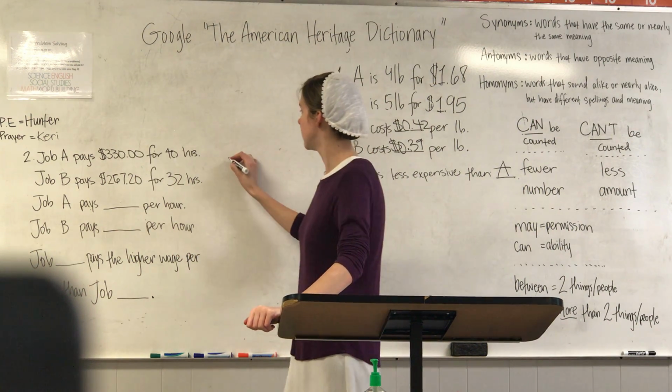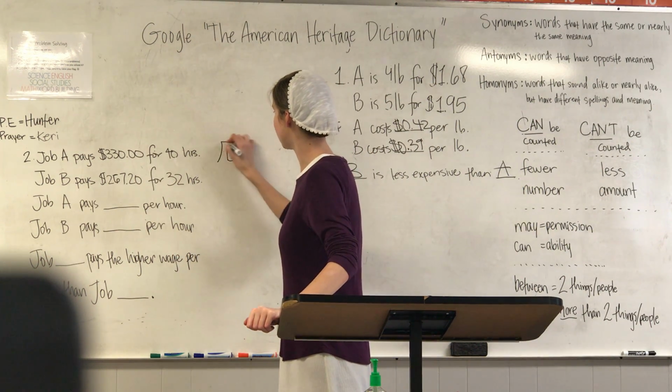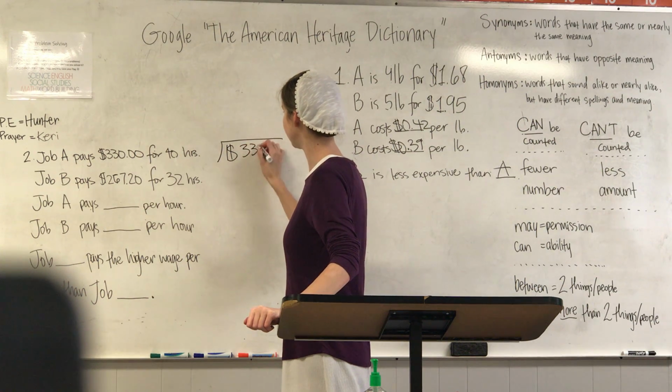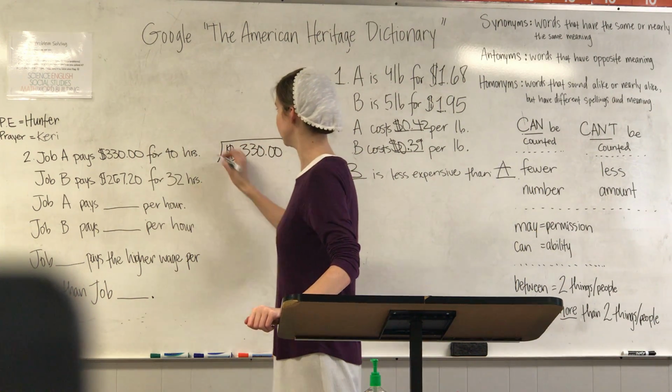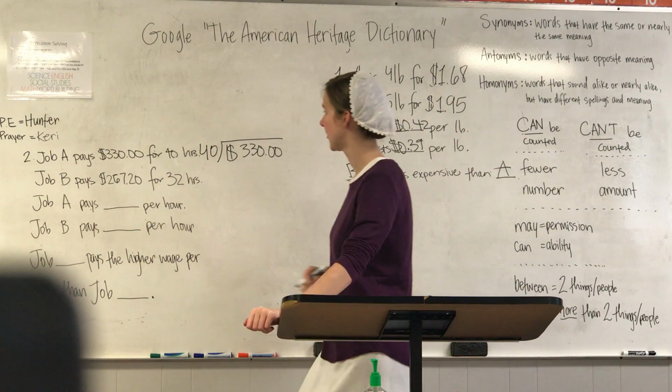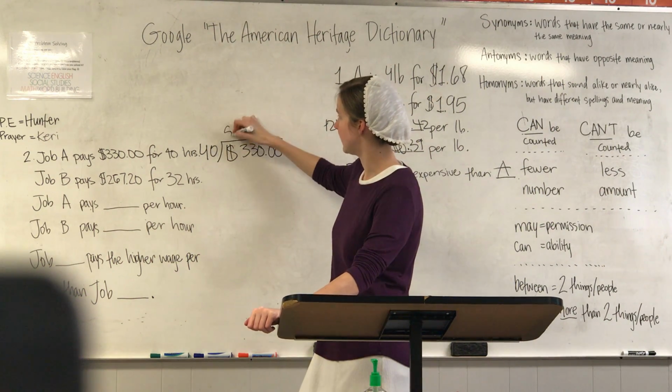So how would you know? Get your pencils ready. Let's set up a division problem to solve $330 divided by 40. Bring up your decimal point right away so you don't forget.